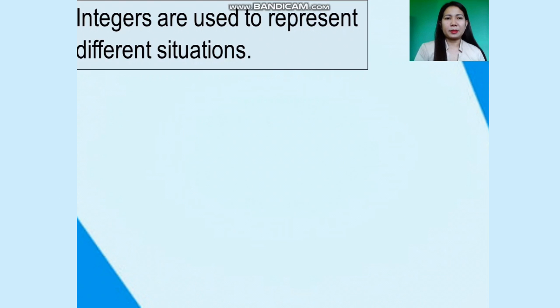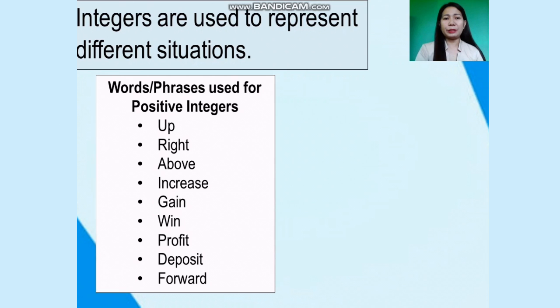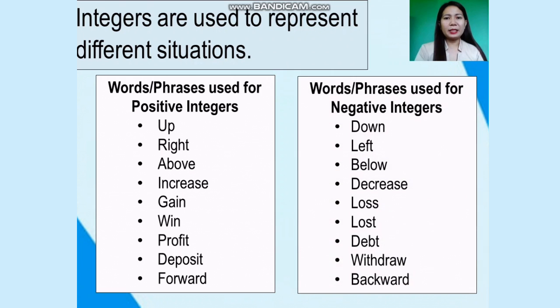Okay. So, integers are used to represent different situations. These are the words or phrases used for positive integers: up, right, above, increase, gain, win, profit, deposit, forward. And these are the words or phrases used for negative integers: down, left, below, decrease, loss, lost, debt, withdraw, and backward.